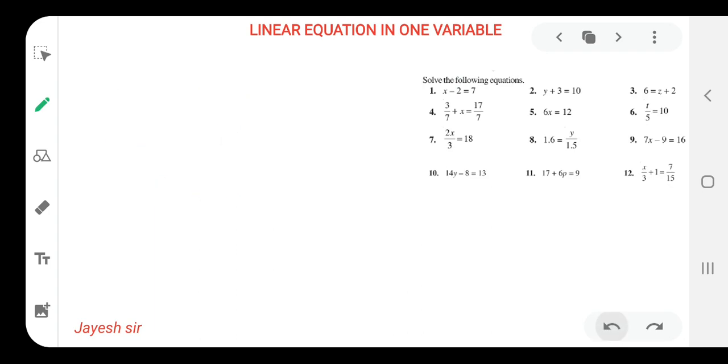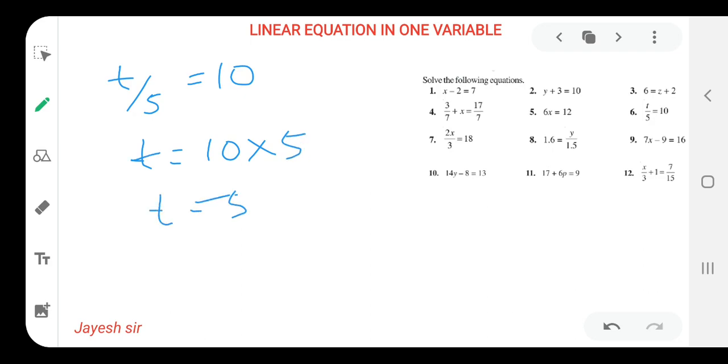T by 5 is equal to 10. Our sixth sum is t by 5 equals 10. Here 5 is in division. Yes, after going to that side, it will become multiplication. So 10 multiplied by 5, we all know. That's very easy. T equals 50. What is the value of t? The value of t is 50. And that's very easy. I hope you all are getting it. So let's begin with our seventh sum.